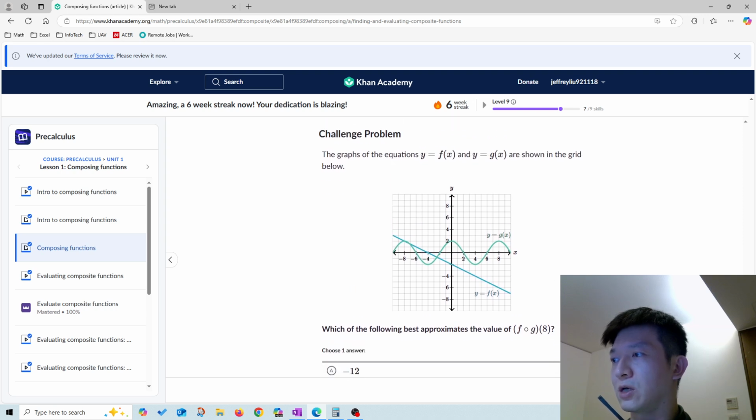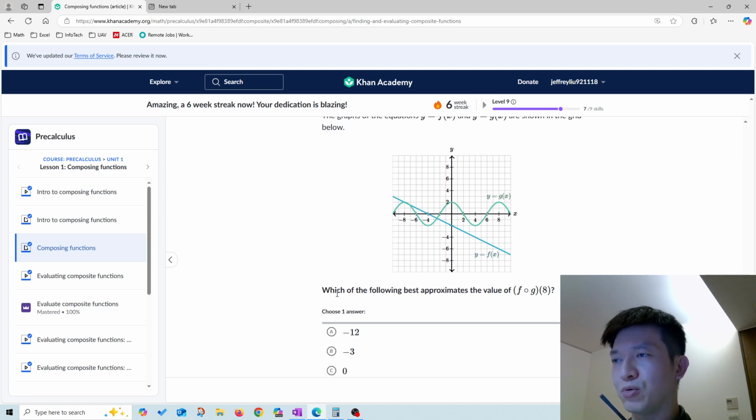Okay, let's do this. This looks like a cosine to me. Later on, we can look at trigonometry. You know, there's sine, there's cosine, and it looks like a cosine to me. And this is like a straight line function, so there's no worry about that. But what's the point here? It is just wanting us to do the composite function, which is g of 8 first, right?